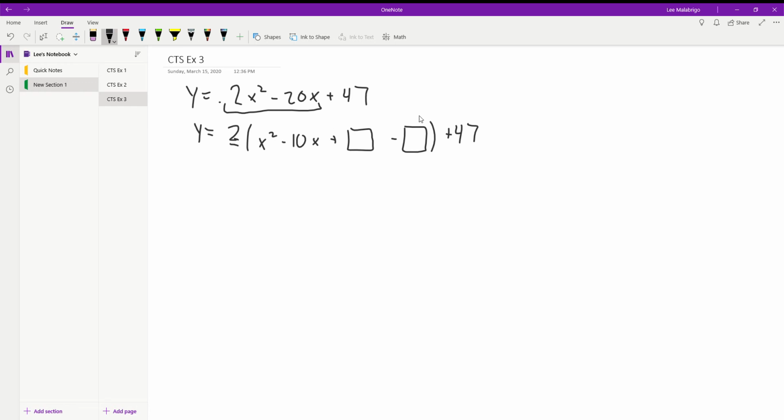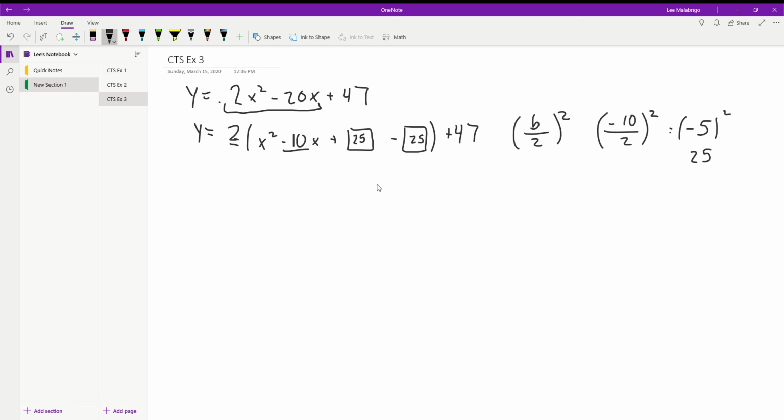Okay, and so if we want to fix this, we have our b over 2 squared. Well, in this case, b is negative 10. This is where we look for b. We have negative 10 over 2 squared. Negative 10 divided by 2 is actually negative 5. Okay, so if we plug negative 5 and we square it, we get 25. And so we're going to add 25 and subtract 25.